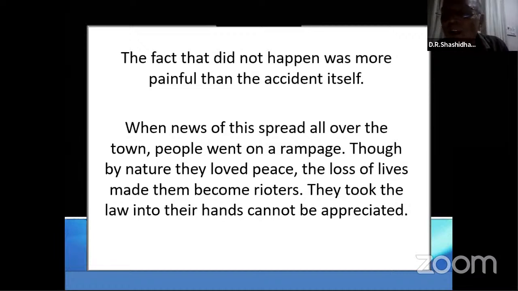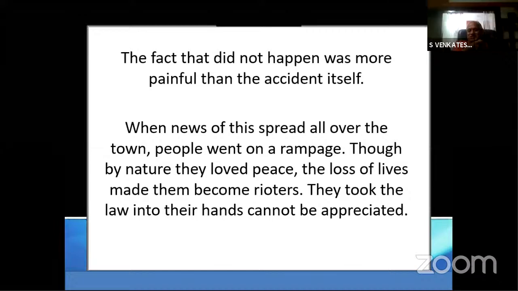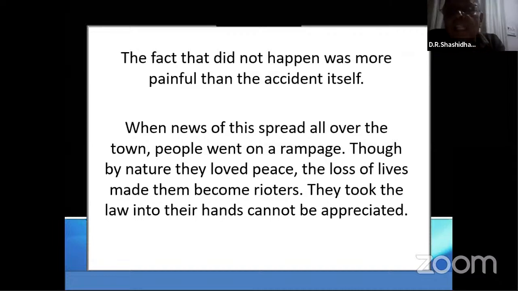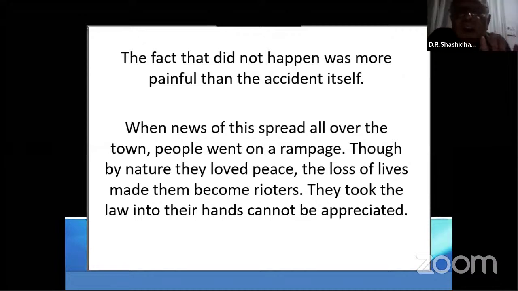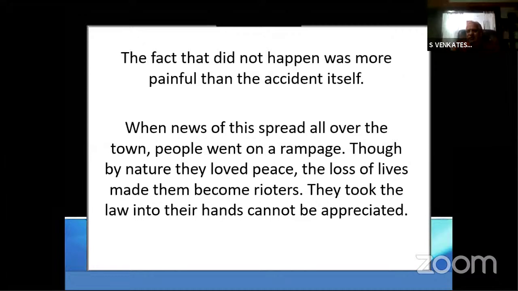Not really. It has the structure of a complex sentence. The fact that it did not happen, it's incomplete. Was more painful than the accident itself. There are two different clauses, if you ask me. What are the two different clauses? The fact is that it did not happen. Another part is it was more painful than the accident itself.